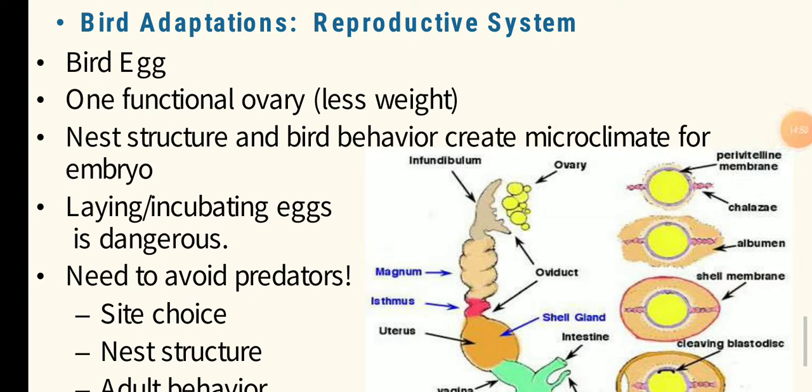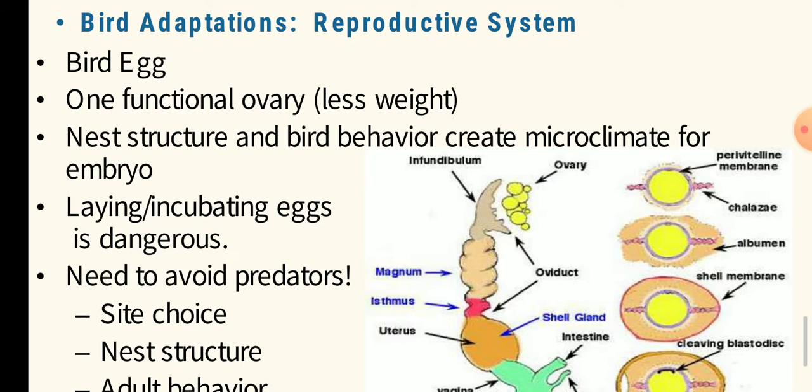Then next is the reproductive organ. In female birds, there is a single functional ovary, mostly on the left side. That is, only the left side ovary will be present. This leads to the reduction of the body weight, which is essential for the flight. Okay.